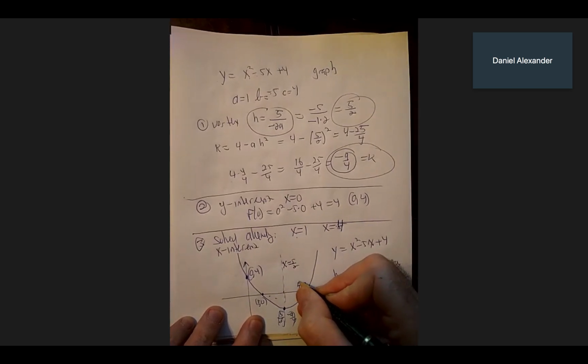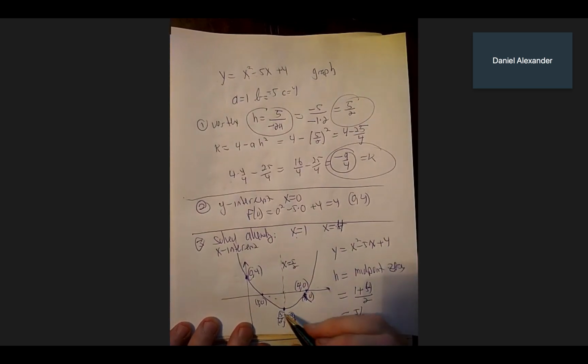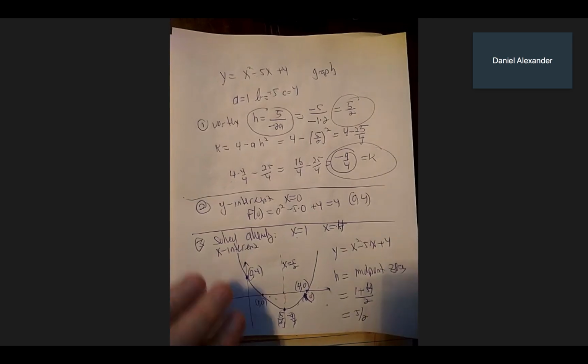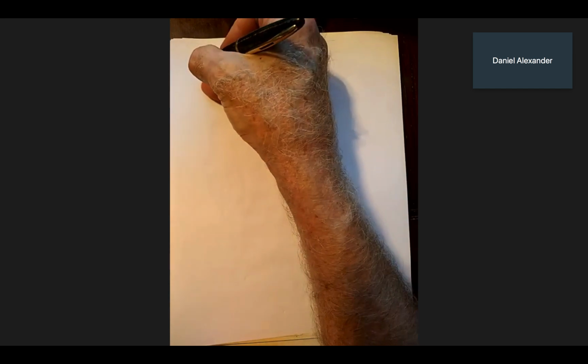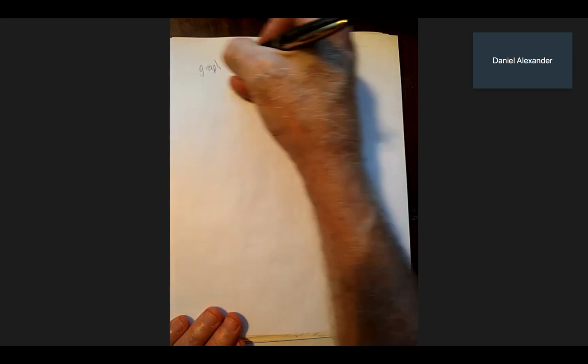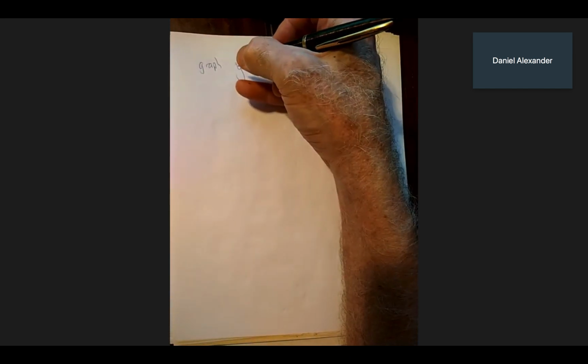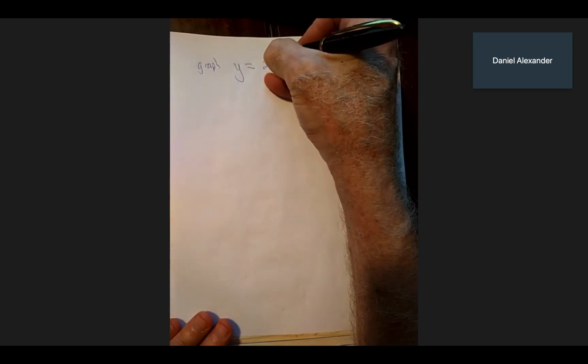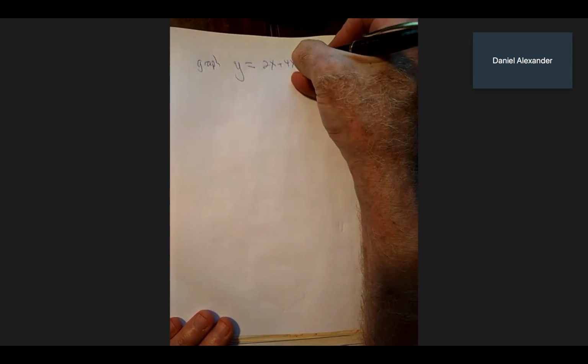Sorry, I just caught my mistake. Okay, that always happens. So we're done with that. We'll go to the next example, and the next example is going to be y equals 2x squared plus 4x plus 20.